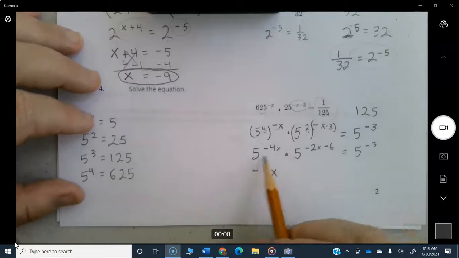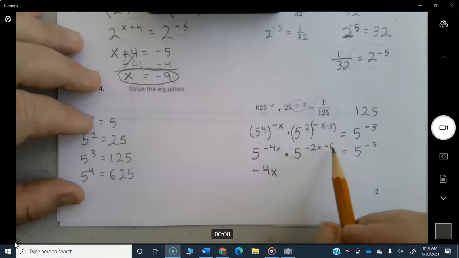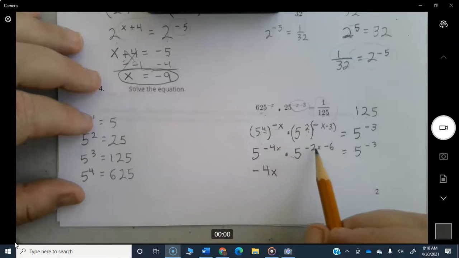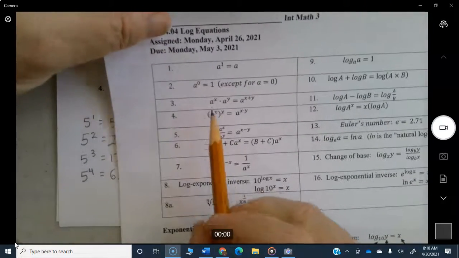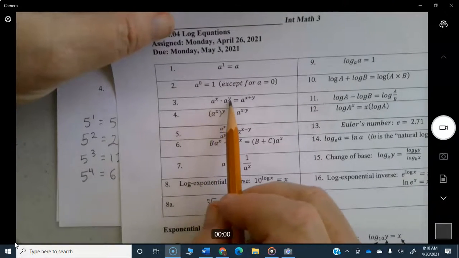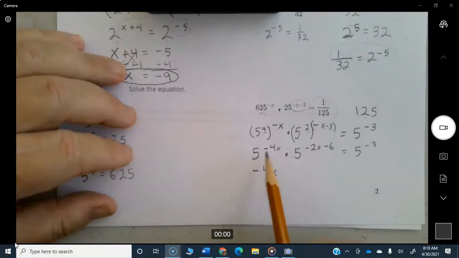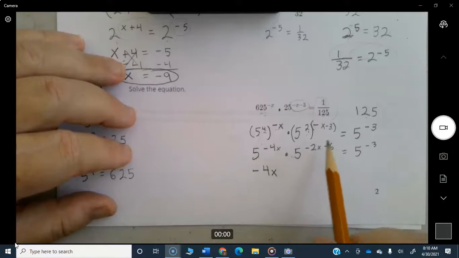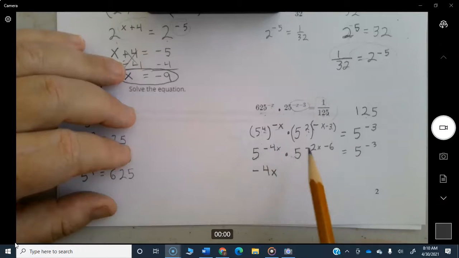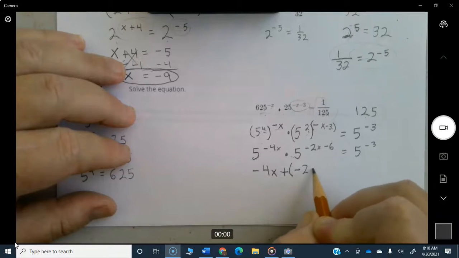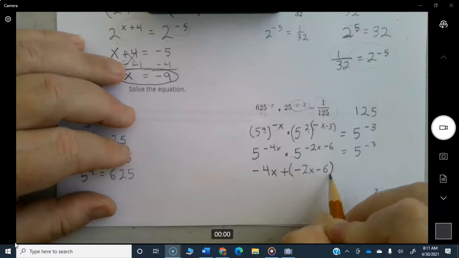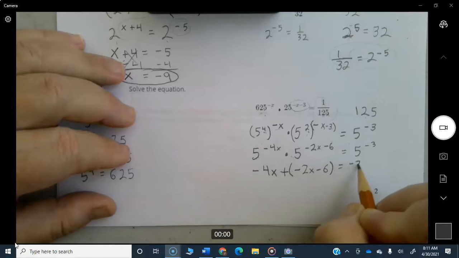Okay, now we have to use another principle here. What do we do with this negative 2x minus 6? Is it negative 4x times that or plus that? And so you have to come back to principle number 3, rule number 3. A to the x times a to the y equals a to the x plus y. So think of the 5 as the a. A to the x times a to the y equals a to the x plus y. So we have to add these two. So I'm going to put plus negative 2x minus 6 equals negative 3 over here.